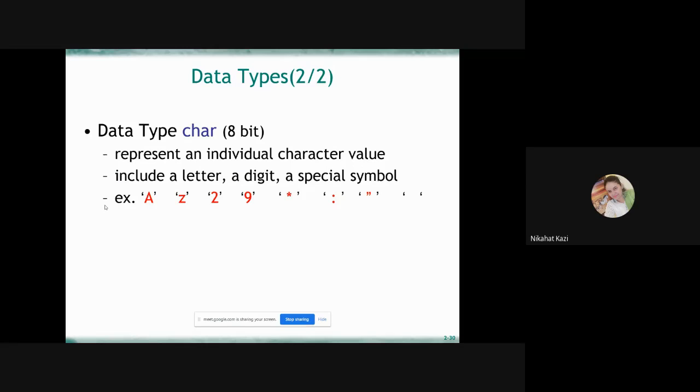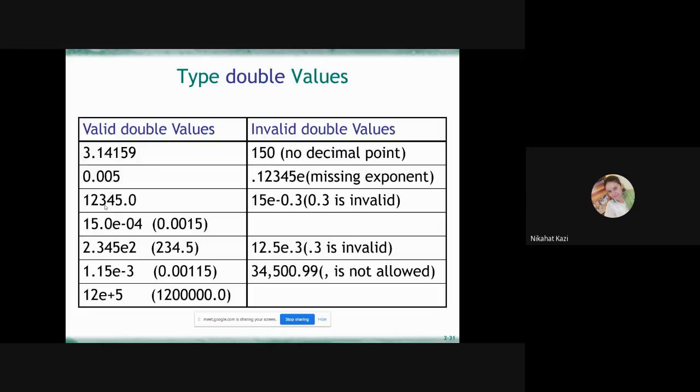Next, the data type char, which was not discussed in the earlier slides. Everything in a single quote is a single character. It could be a letter, a digit, a symbol, any key on the keyboard. Okay. Then these are some examples. You can go through this. I'm skipping this, just go through this slide.